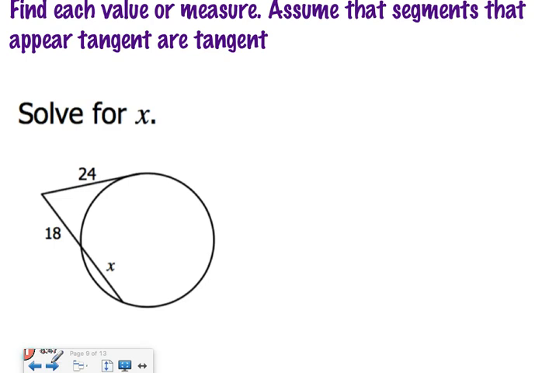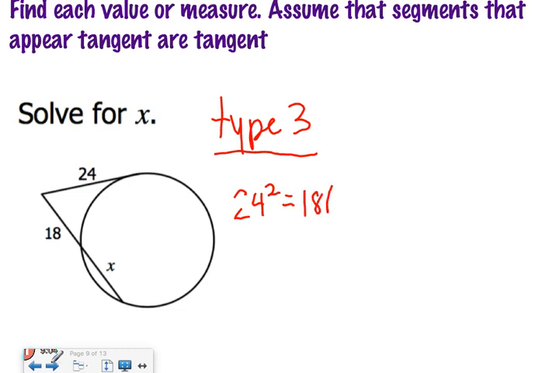All right, what type is this one? Type 3. Wait, what's the answer? 40. 40 was NL? Yep. Okay. How do we set up a type 3? 24 squared equals 18 times x. If you take a times and then divide it. What is 24 squared?